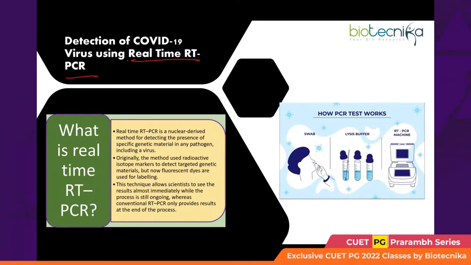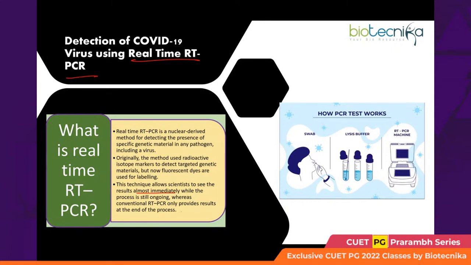Now, discussion of real-time PCR is again a different process, so we cannot go into the detail now. But I will give you an idea of how this technique was used for detecting the COVID-19 virus, because in this pandemic, you can very well expect a question related to COVID-19. Here the technique allows scientists to see the result almost immediately while the process is still going, whereas the conventional RT-PCR only provides the result at the end of the process.